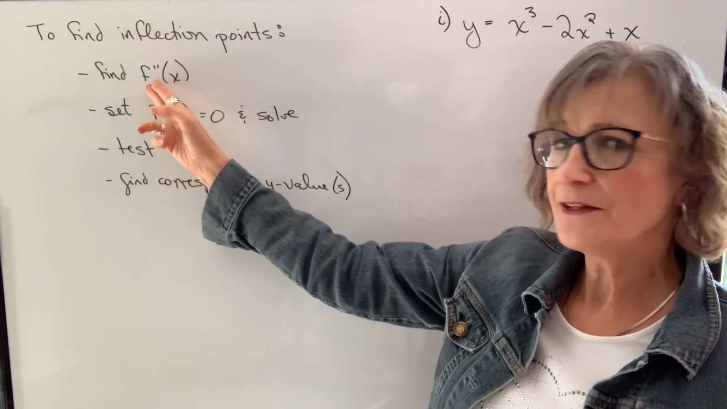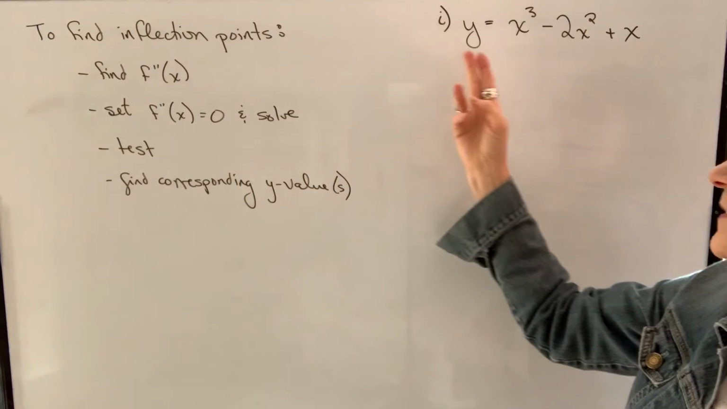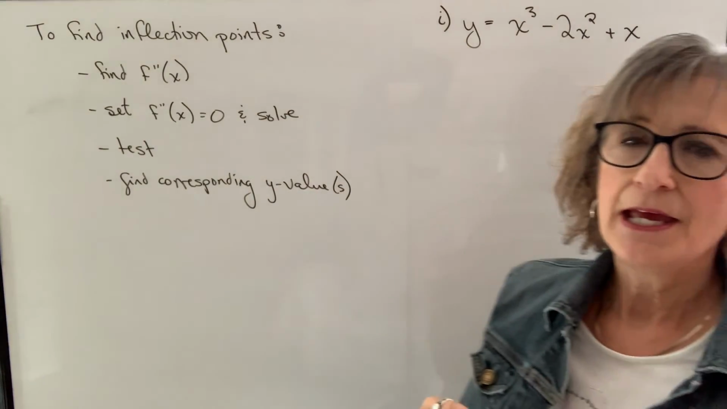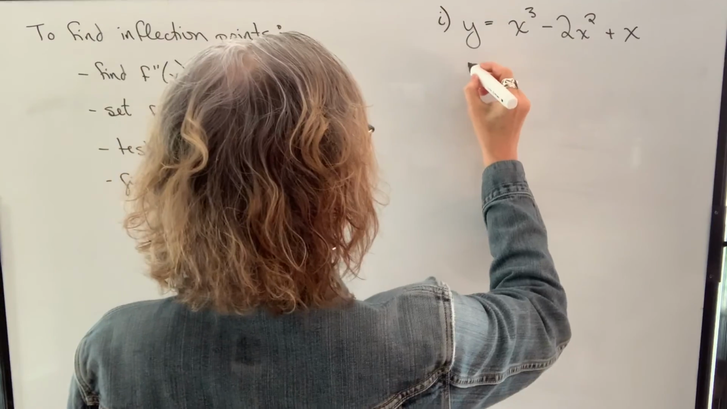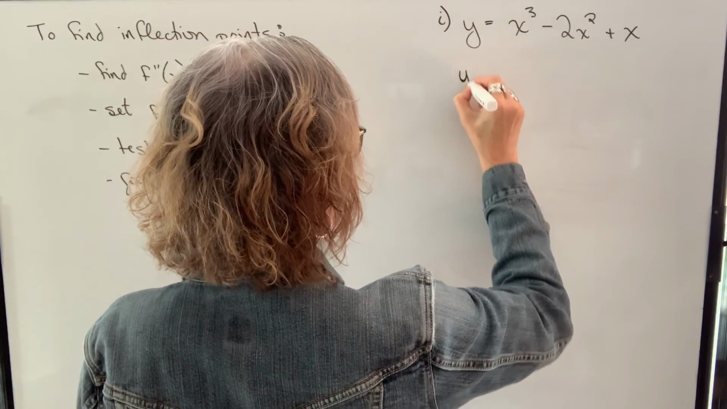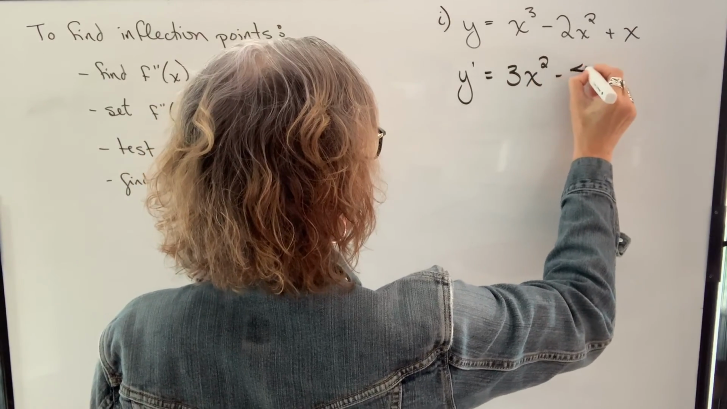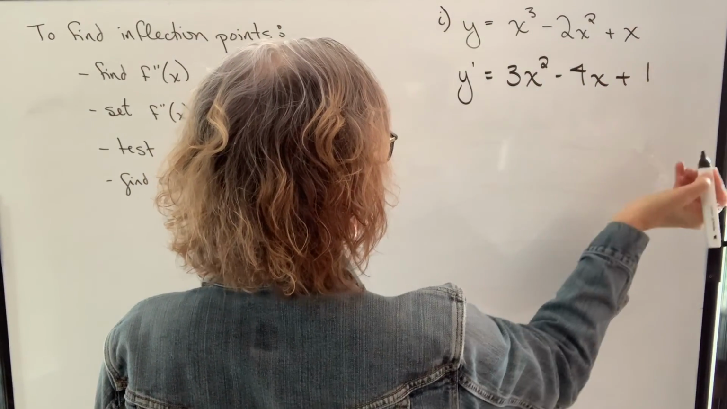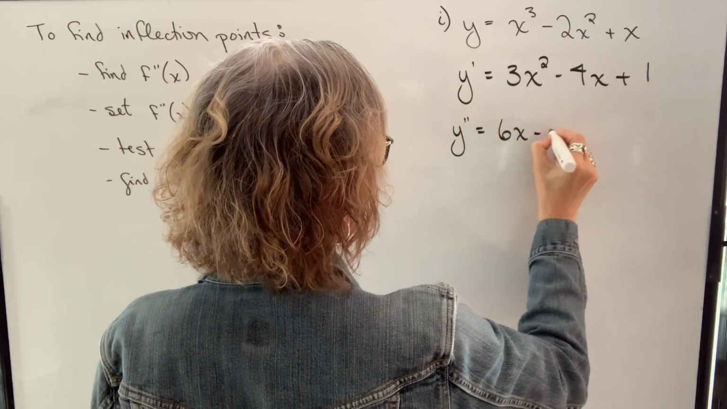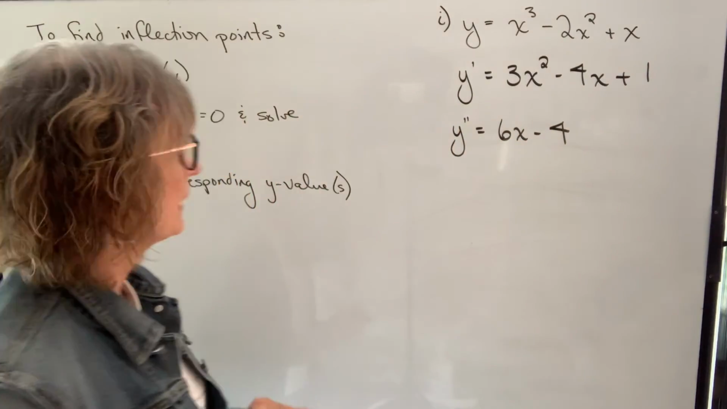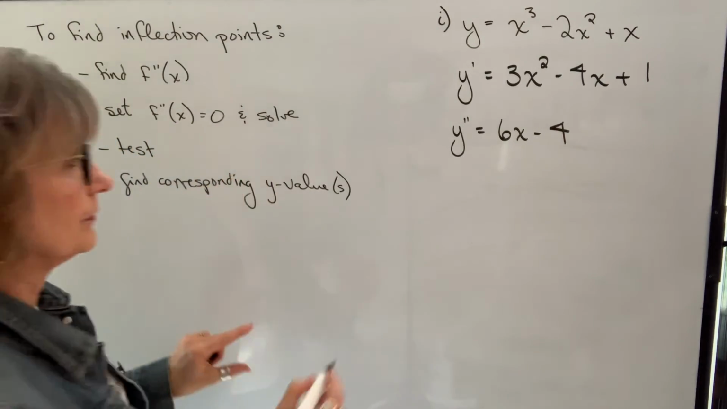So we're going to find the second derivative, first of all, and I'm going to go through these steps by using this example, which is the example I used in the last video to find max-min points. So to find the second derivative, I first of all find the first derivative. So that's 3x squared minus 4x plus 1. Then I find the second derivative, which is 6x minus 4. And then I set the second derivative equal to 0, and I solve.